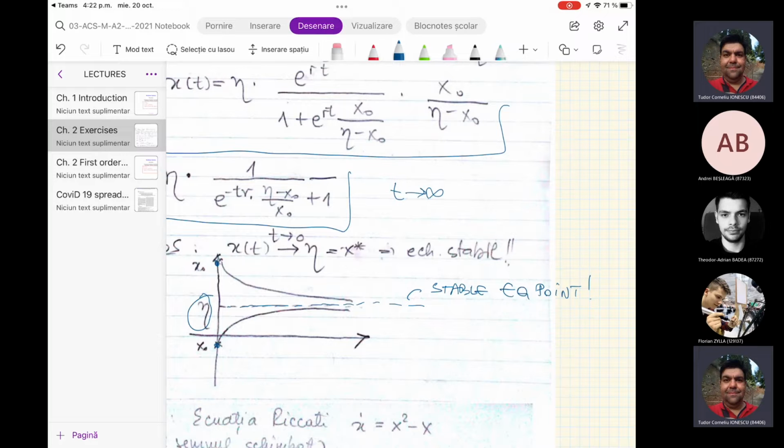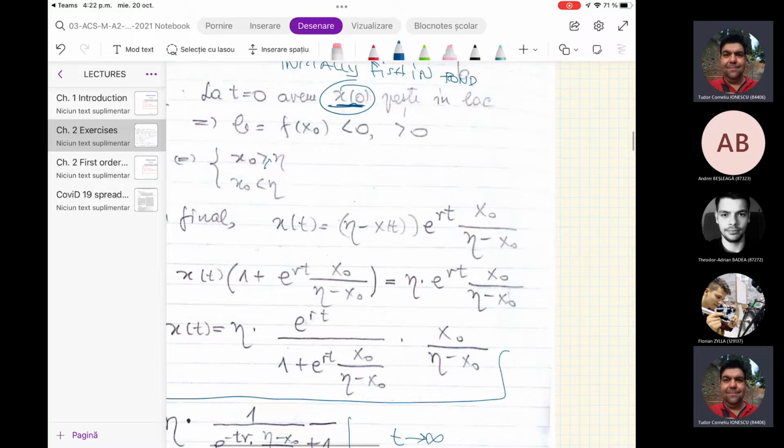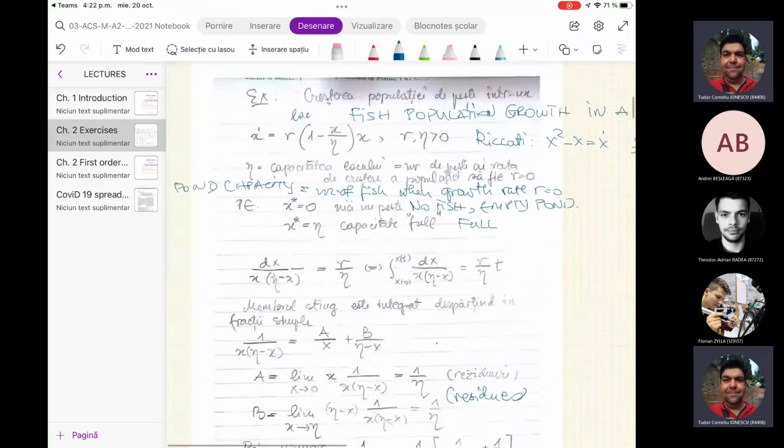Same, if you put too much fish over the capacity of the lake, probably they won't have enough food, and taking a specific growth rate, some fish will die, but the fish will stay at the full capacity. This is the stable equilibrium point. The fish will never be empty to zero. So we will never go to the zero equilibrium point.